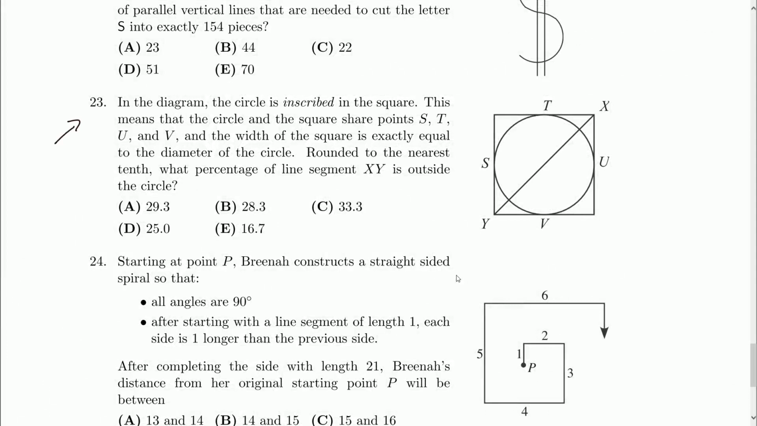We're continuing our look at the 2009 Grade 8 Gauss contest, and we're on question 23. In the diagram, the circle is inscribed in the square. This means that the circle and the square share points S, T, U, and V, and the width of the square is exactly equal to the diameter of the circle. Rounded to the nearest tenth, what percentage of the line segment XY is outside the circle?